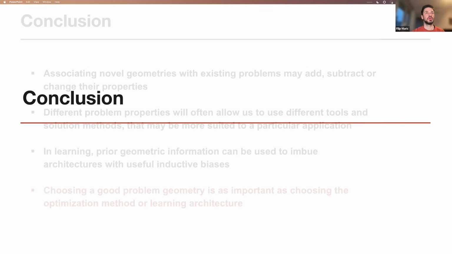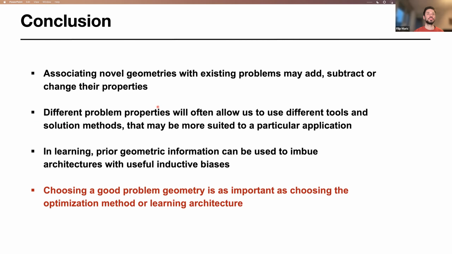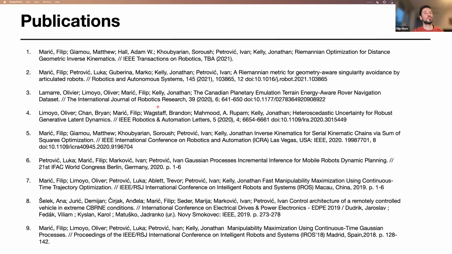And okay, so finally, just a conclusion, maybe some takeaways that are fairly generic, but there it is. The first one is associating novel geometries with existing problems may add, subtract, or change their properties. Different problem properties will often allow us to use different tools and solution methods that may be more suited to a particular application. And in learning, prior geometric information can be used to imbue architectures with useful inductive biases. And perhaps most importantly, and this is something that I came to as a core point of my PhD, is that choosing a good problem geometry is really as important as choosing the optimization method or learning architecture. These are the related publications.